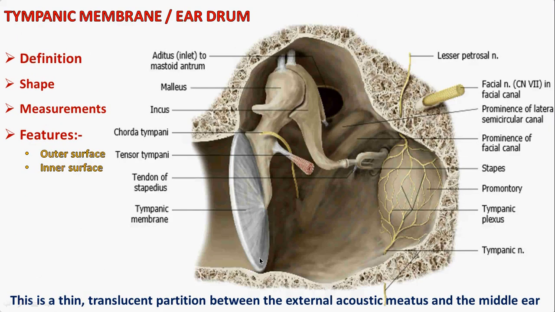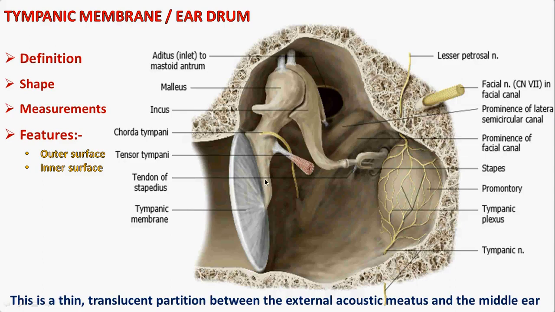This tympanic membrane, here you can see, is a thin translucent partition between the external auditory canal or the meatus, and the middle ear. So this is the one partition.